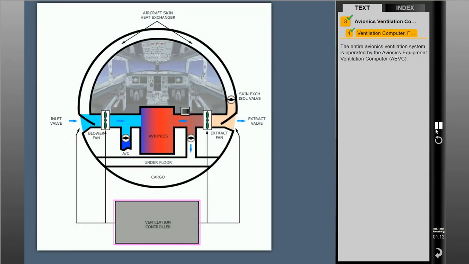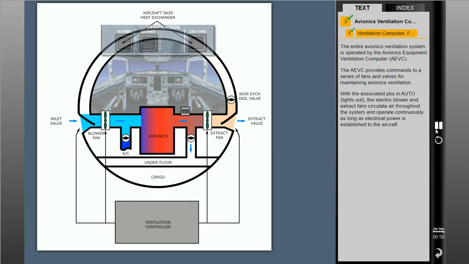The entire avionics ventilation system is operated by the Avionics Equipment Ventilation Computer, or AEVC. The AEVC provides commands to a series of fans and valves for maintaining avionics ventilation. With the associated push buttons in auto, lights out, the electric blower and extract fans circulate air throughout the system and operate continuously as long as electrical power is established to the aircraft.